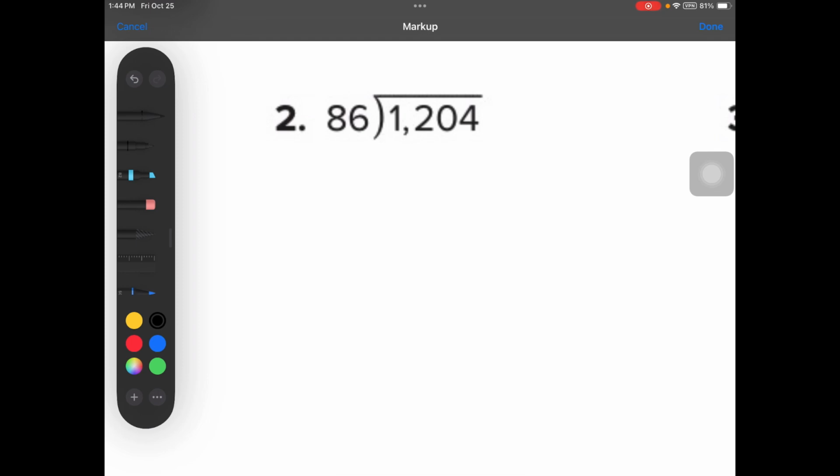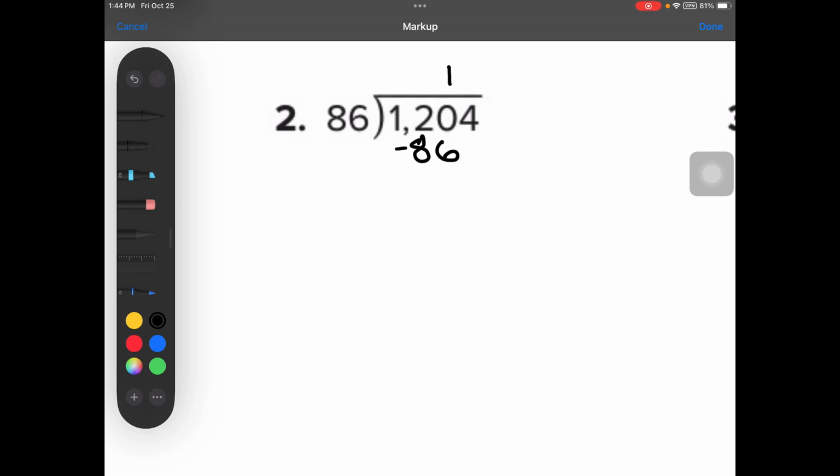Number 2. 86 into 1,204. Well, 86 cannot go into 1. It cannot go into 12. So I'm going to say I have to see how many 86s are in 120. So let me get my eraser out so I don't confuse you. I'm going to say at least 1. 1 times 86 will be 86 here.